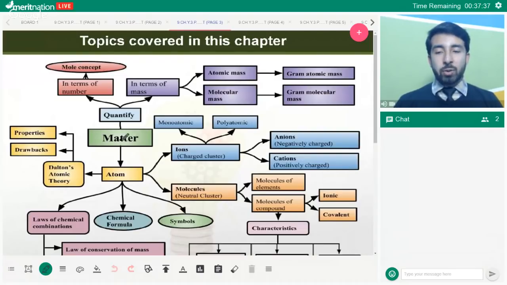Now, in this chapter, we'll be studying what matter is composed of. As we all know, matter is composed of atoms, which are basically the smallest unit or the smallest divisible particle. According to Dalton's atomic theory, matter is divided into the smallest particle known as the atom. Dalton was a scientist who gave a theory after studying atoms of various elements. He gave the theory that is known as Dalton's atomic theory.